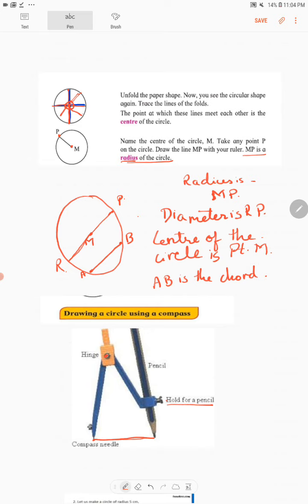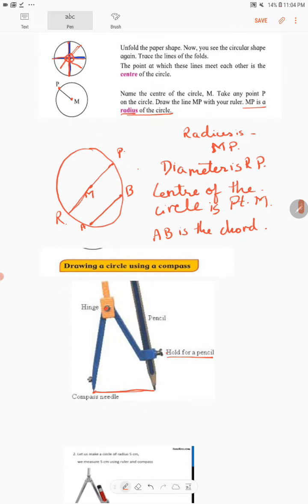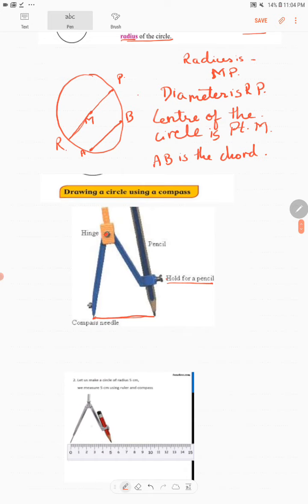Now how to draw a circle with the help of a compass? The first thing to draw a circle with a compass is you need to know the radius. Now how to take a radius? First insert the pencil into the compass, take a scale, and suppose you have to draw a circle with the radius 5 centimeters. You keep this point on 0 and you stretch the pencil over here to 5. So your radius is ready.